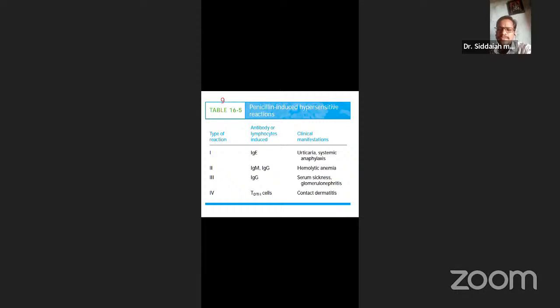Only immune cells, specifically T helper cells or T cytotoxic cells, are actively participated. That's why you can also call it cell mediated hypersensitivity reactions. So the best example of penicillin induced fourth type of hypersensitivity reaction is contact dermatitis. Contact dermatitis is the best example for the penicillin induced fourth hypersensitivity reaction. This is about penicillin induced hypersensitivity reactions.